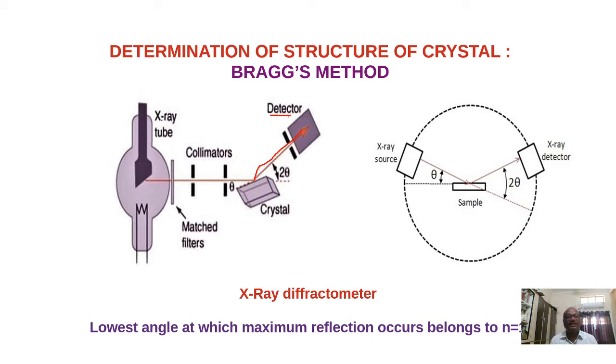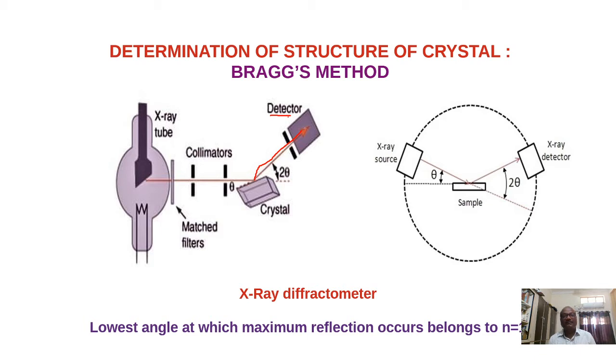So this is about the arrangement. The X-ray tube produces the X-rays. The number of X-rays can be reduced. Now it travels to the slit; we call it collimators. Now it is allowed to fall on the surface of the crystal. Remember, the crystal is placed on the table which can rotate by 360 degrees. You can rotate it.